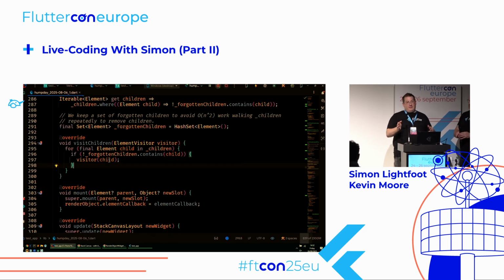Otherwise, because of the two-pass nature, it will try to access and pass those elements as if they were attached, in which case you're going to get those lovely "this widget is no longer part of the tree, you don't have a build context" kind of problems.